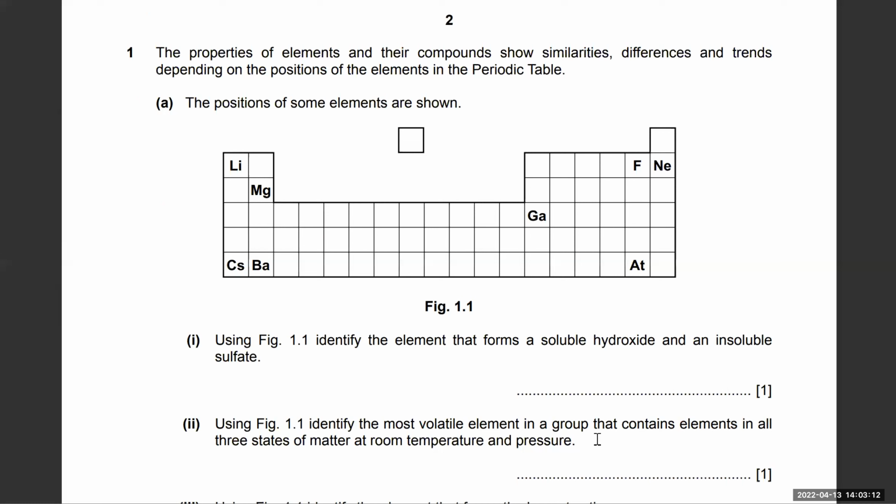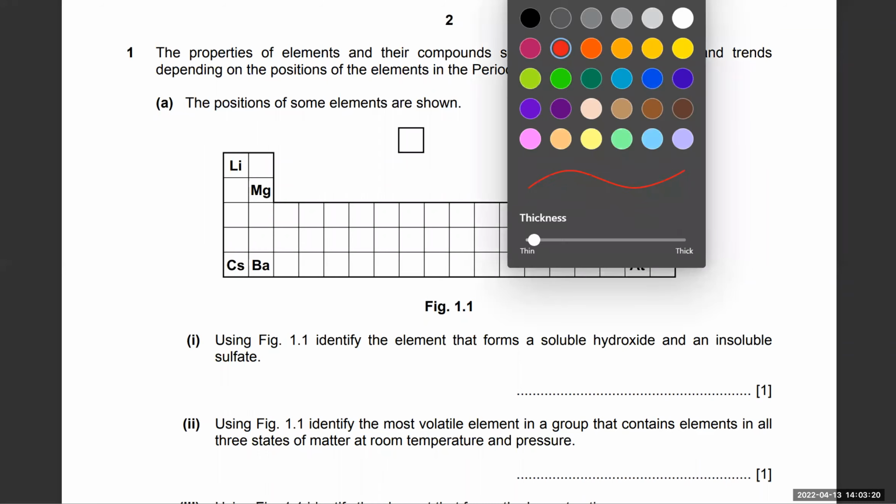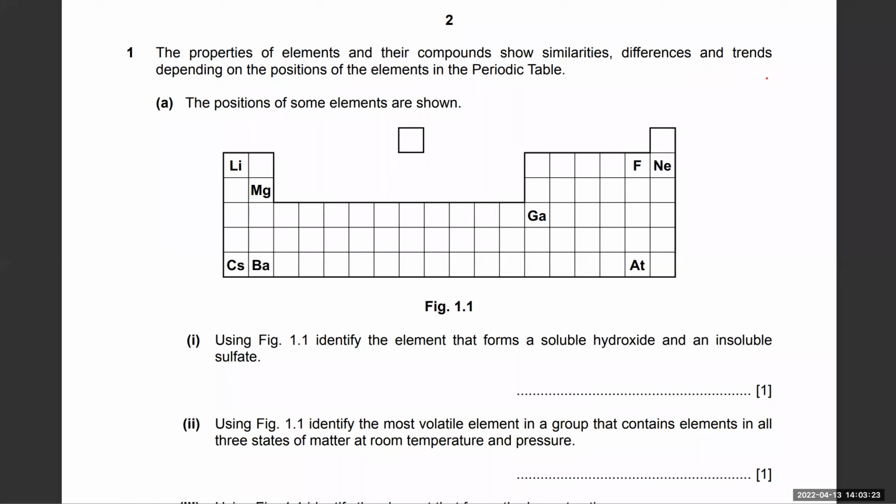Remember, you'll get the idea that the data booklet part, tables, etc., would be given or quoted with the question. So we're going to start with the first one, the properties of elements and the compounds. One second, let me add people.